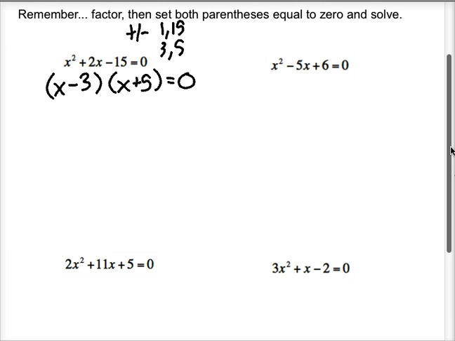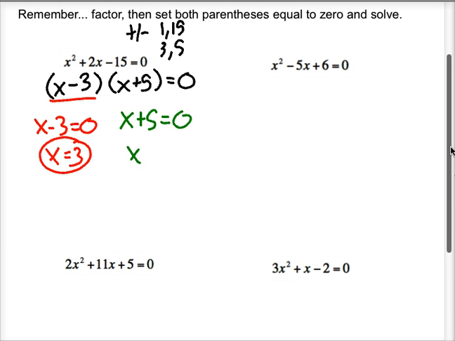And when we do that, now that means that we're ready to apply the zero product property. So I'm going to take each piece and say that it can equal 0. So x could be 3, because that'll set the first piece equal to 0. Or the second piece, meaning x could also be negative 5 to make the second piece 0, also making the whole thing 0.